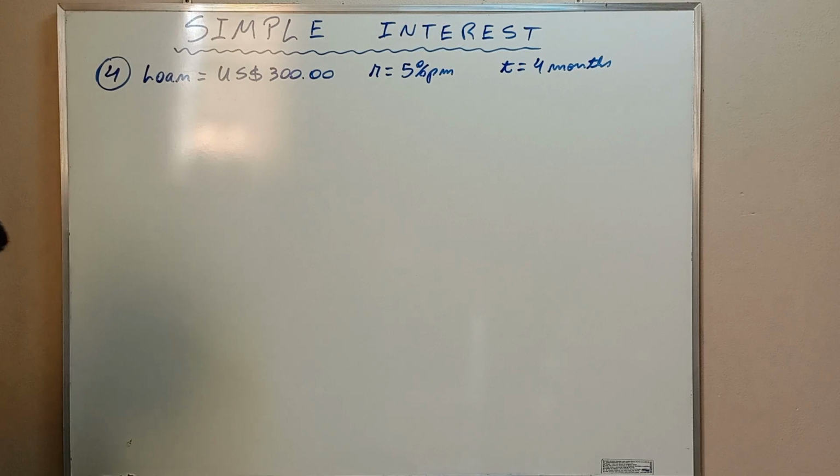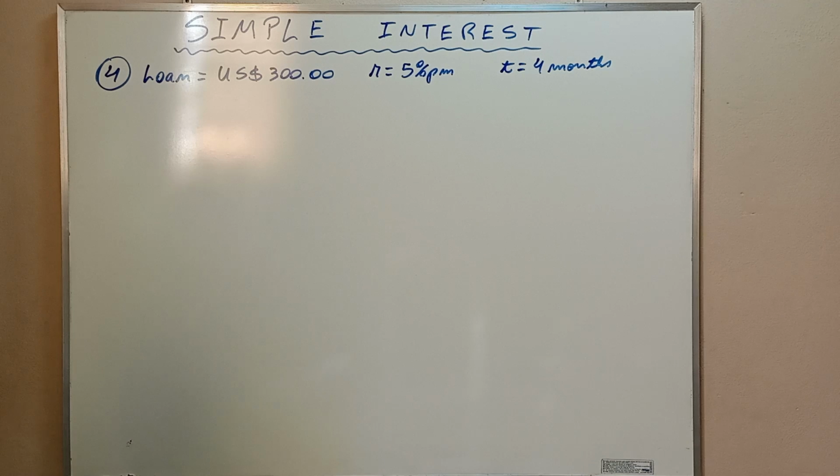Question number 4. John lent Oliver $300 at a simple interest rate of 5% per month. Oliver repaid the entire debt, including the interest, after 4 months. How much interest did Oliver pay? Okay, my friends, this is the exercise. Let's go to the solution.